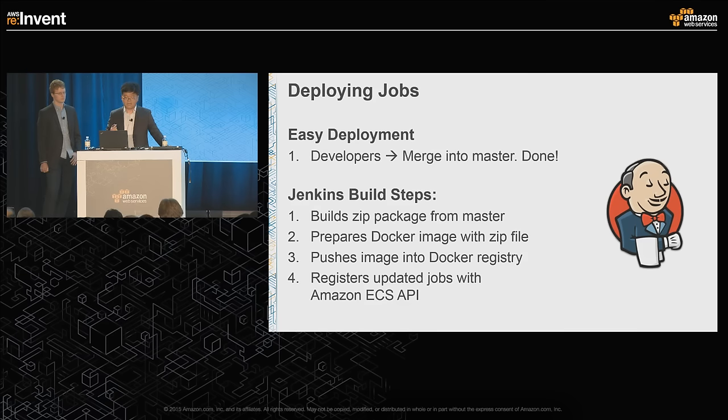Deploying jobs also becomes very easy. For developers now, they just merge into master, and that's it. And Jenkins takes over. Jenkins first builds a zip package from master, prepares the Docker image with the zip file, pushes the image into our own Docker registry, which we are going to switch to using the newly announced EC2 container registry, and registers the updated jobs with the Amazon ECS API. So this makes lives really easy for developers, from developing the jobs to running the jobs to deploying the jobs.